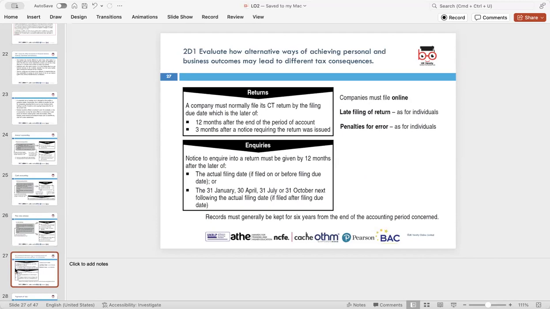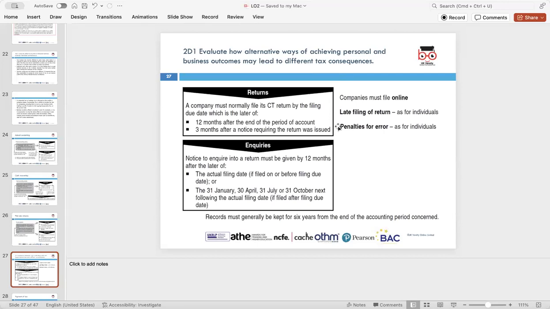Then evaluate how alternative ways of achieving personal and business outcomes may lead to different tax consequences. So basically, first, returns and inquiries.